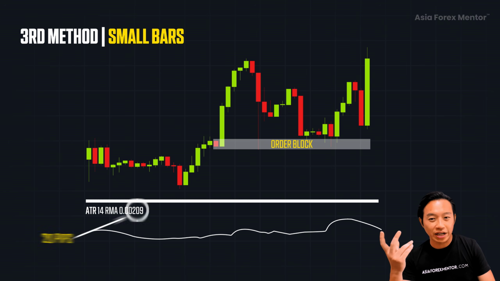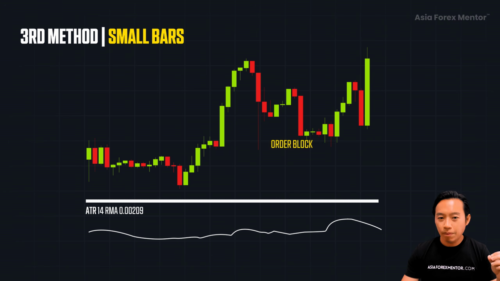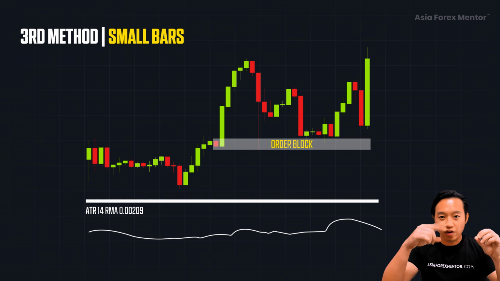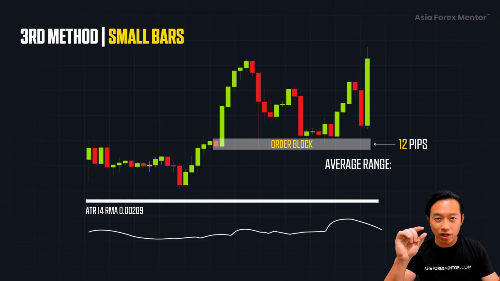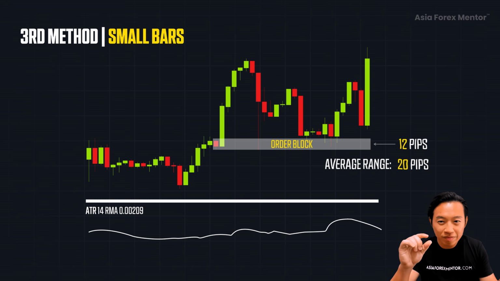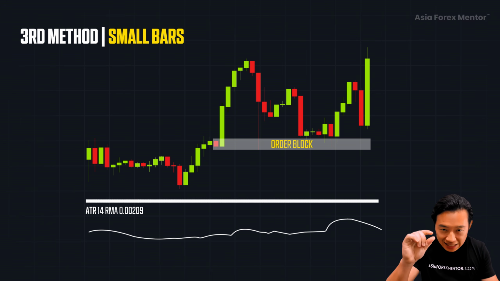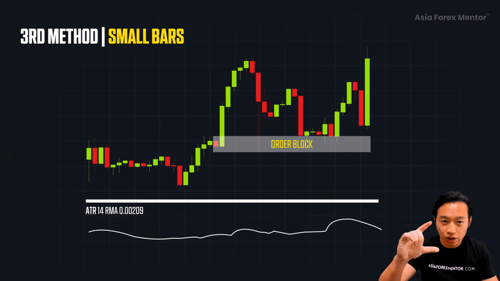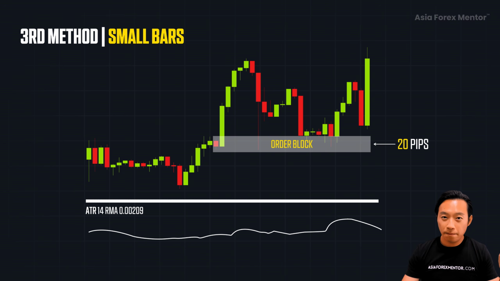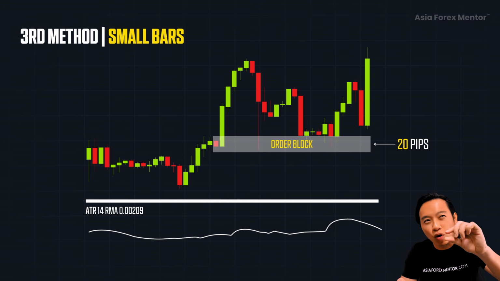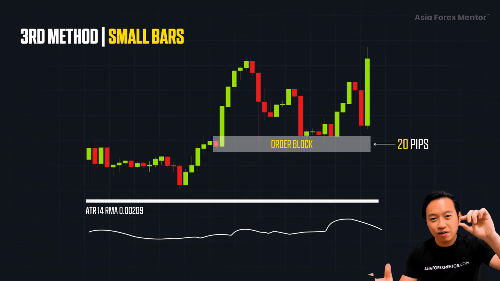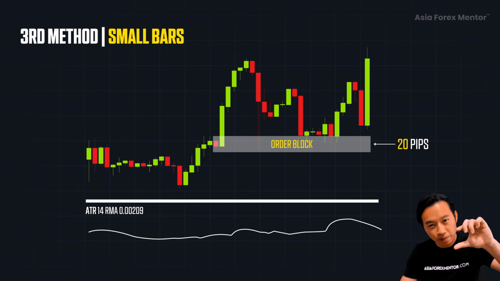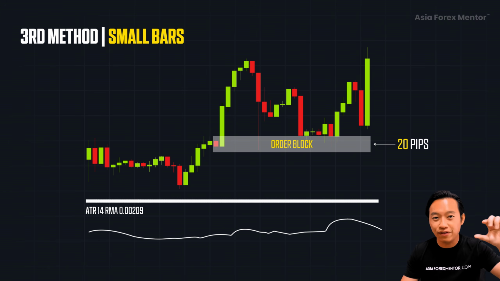So here's what you can do. If the range of the order block in this case that we measure is only 12 pips, and our average range is 20 pips, here's what you should do. You can extend your order block zone to 20 pips. Because this bar is so small, it's risky, so you can extend the order block from 12 pips to 20 pips to create this safety net.